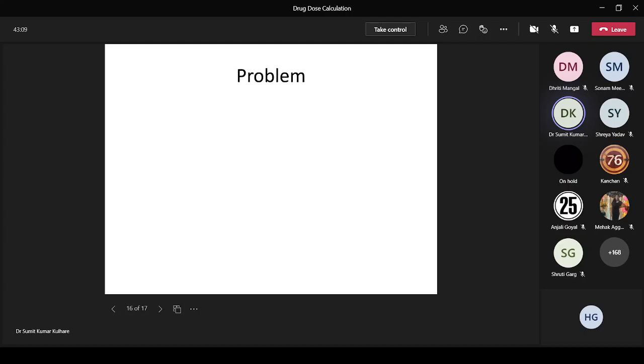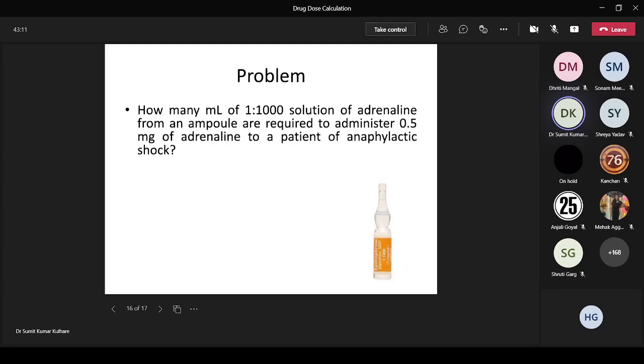Okay, let's see an example. This is an adrenaline vial. We commonly ask about the uses of adrenaline, and you will say anaphylactic shock. But how to give it?